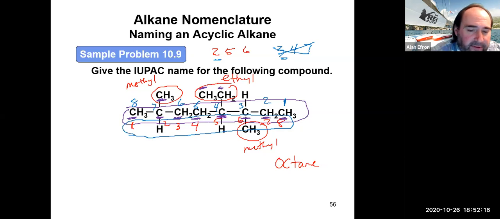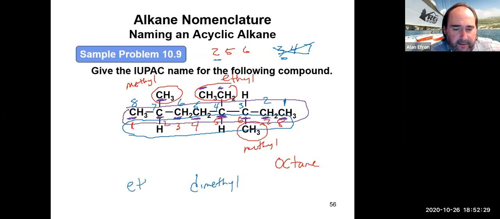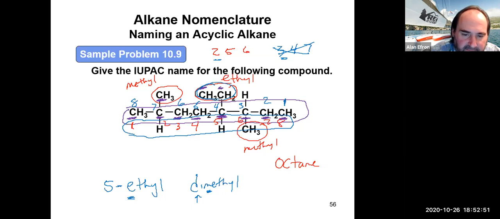And now we have a couple of things happening here. We do have 2 methyl groups in there, so that is dimethyl in terms of that group. We also have an ethyl group. And again, in alphabetical order, it is the ethyl that comes first. E before M. We ignore the prefix here. So we are going to go E before M. And this would be 5-ethyl, the location of where the ethyl group is, carbon number 5.